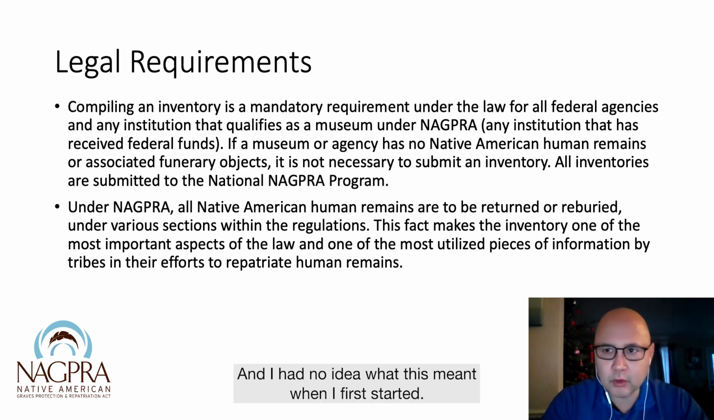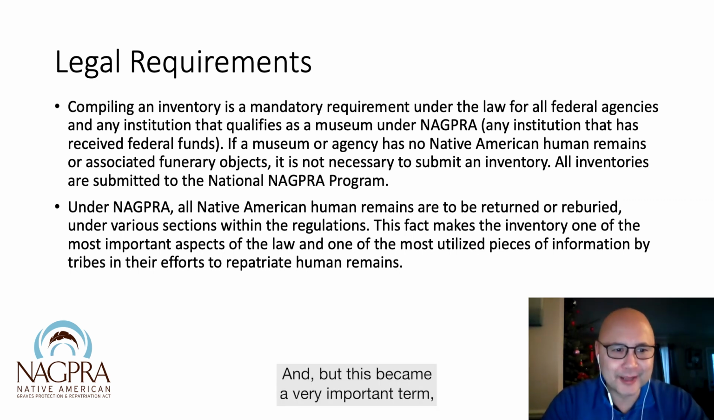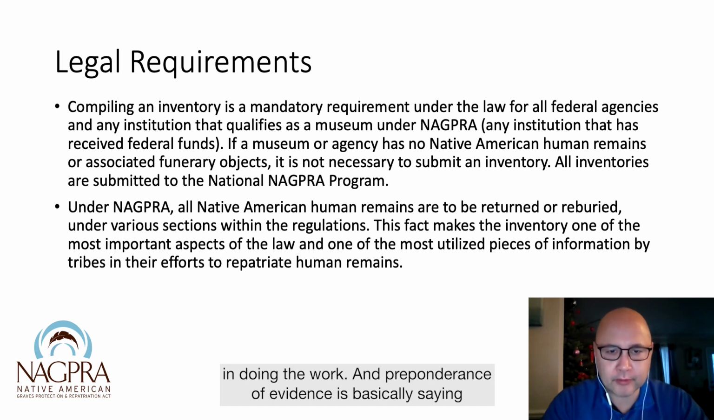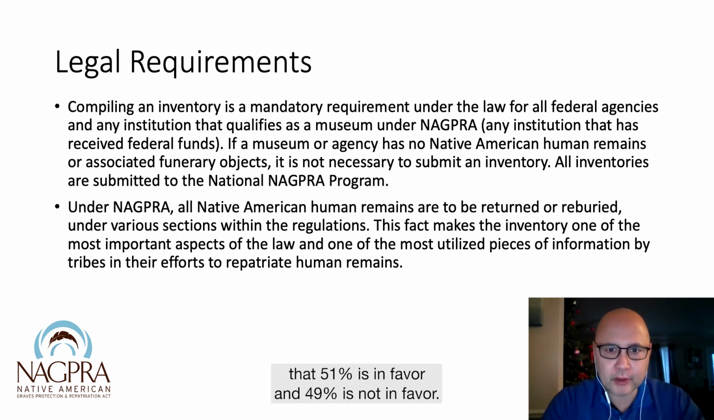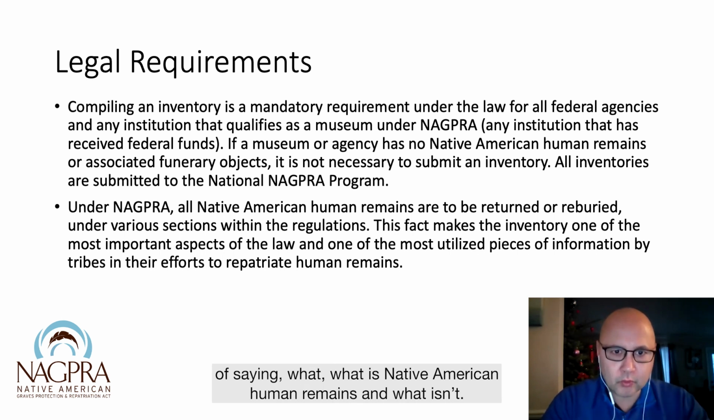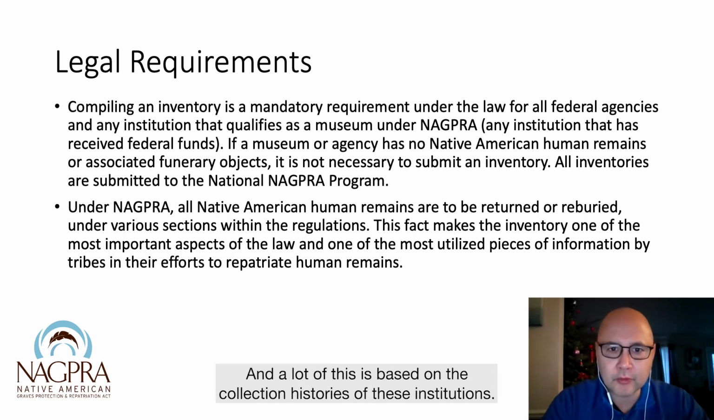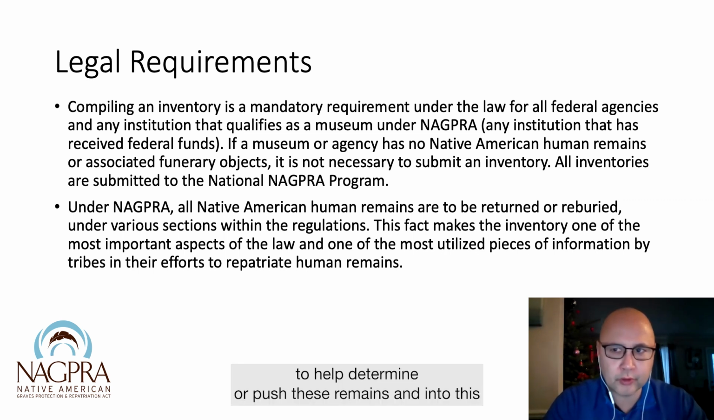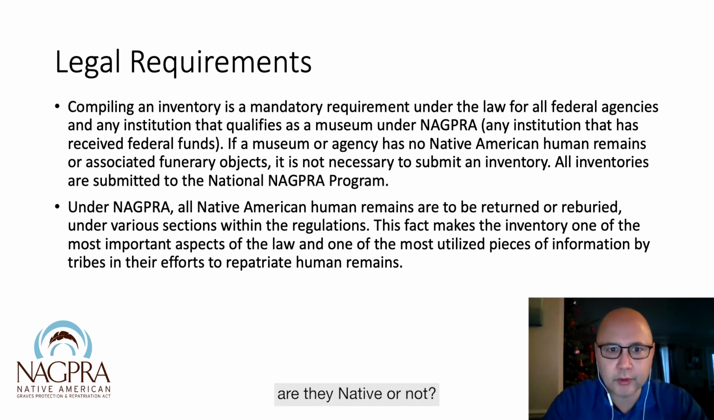And I had no idea what this meant when I first started. I'm not a lawyer, but this became a very important term in doing the work. Preponderance of evidence is basically saying that 51% is in favor and 49% is not in favor. So it's a very liberal way of saying what is Native American human remains and what isn't. And a lot of this is based on the collection histories of these institutions, that they don't have the information. And we have to have something in place to help determine or push these remains into this, are they Native or not? So that's the standard.